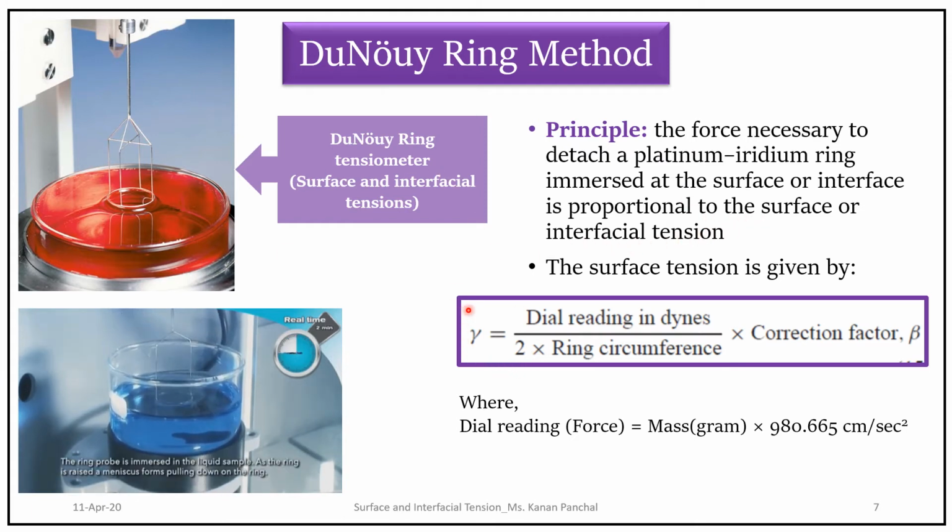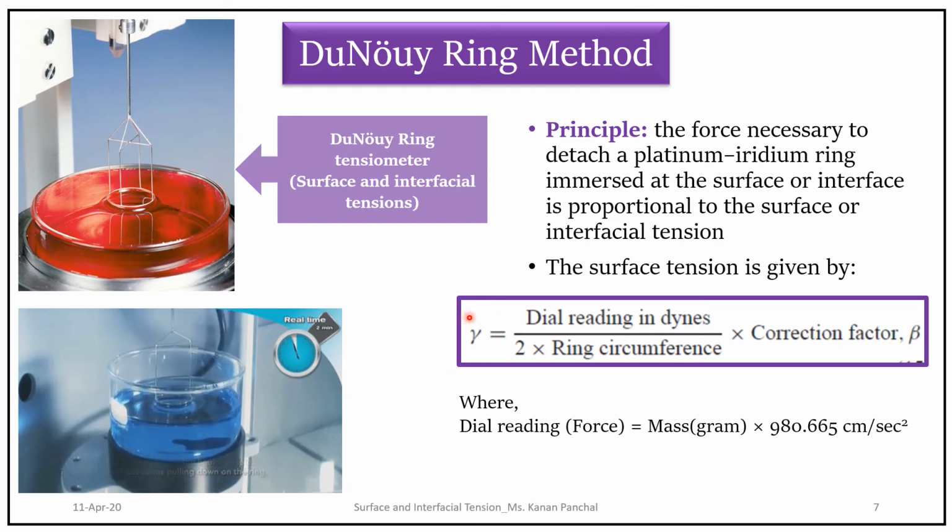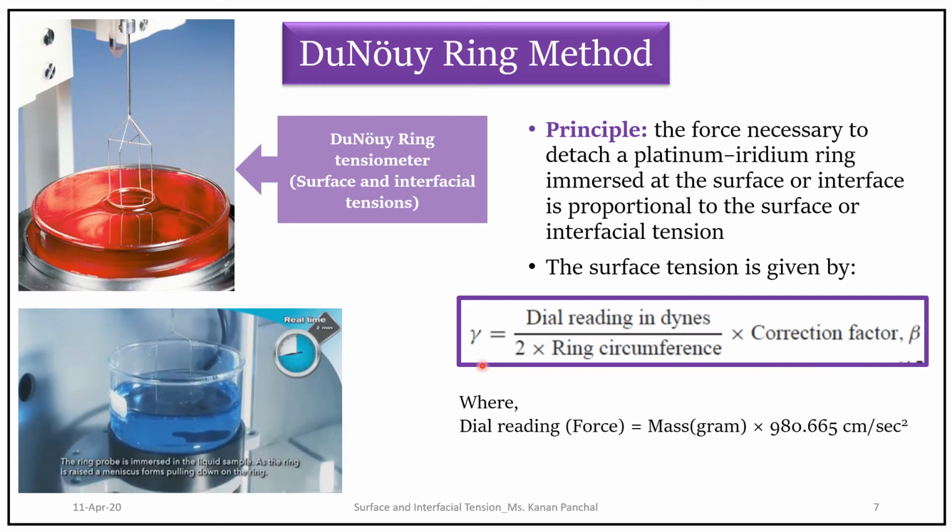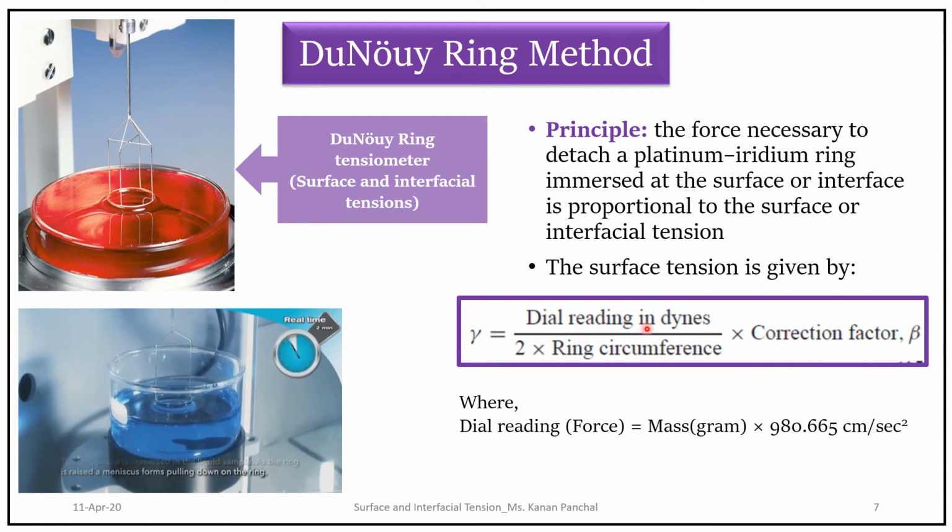So based on that, the formula for surface tension or the interfacial tension is given by this equation, where the dial reading is nothing but the force in dynes, which is mass times the acceleration due to gravity, upon 2 times the ring circumference, and the correction factor beta.